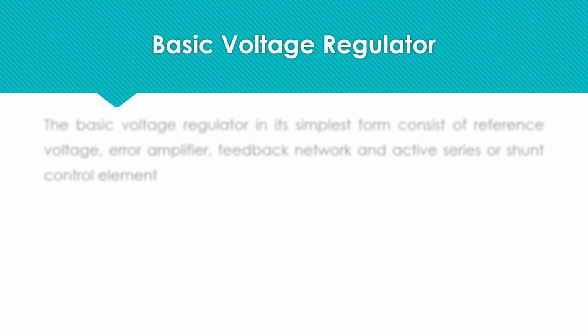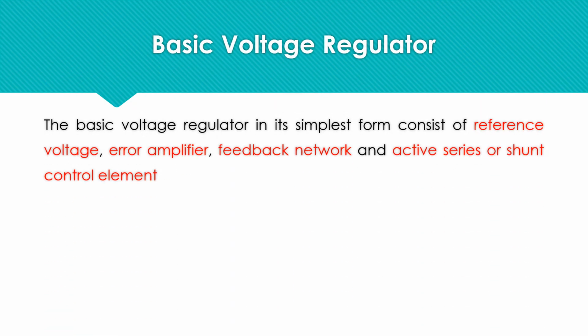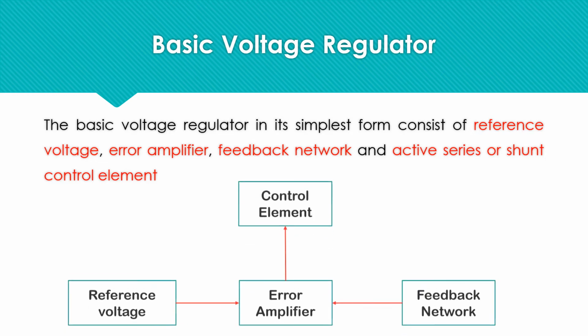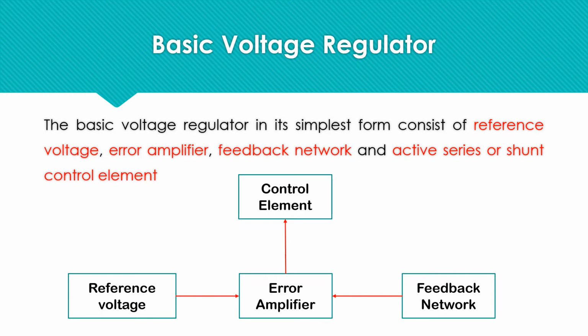Basic voltage regulator. The basic voltage regulator in its simplest form consists of a reference voltage, error amplifier, feedback network, and the control element, that is, an active series or shunt control element. So this is the normal representation we can consider. The error amplifier is nothing but a comparator circuit. For this comparator, one input is derived from the reference voltage source. What is the source voltage required? That is the reference voltage.